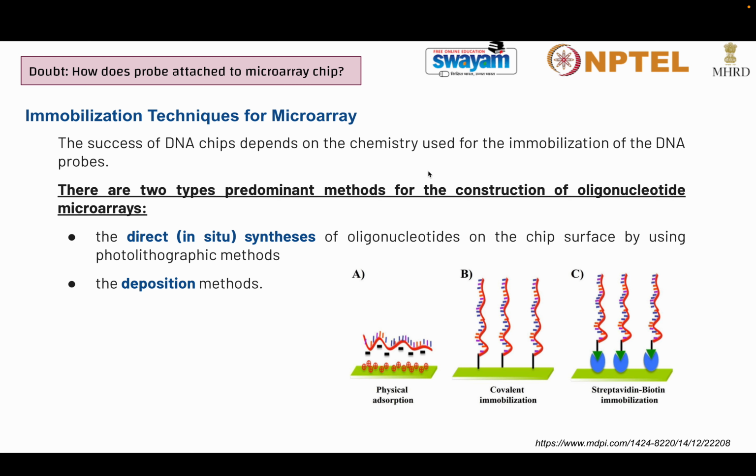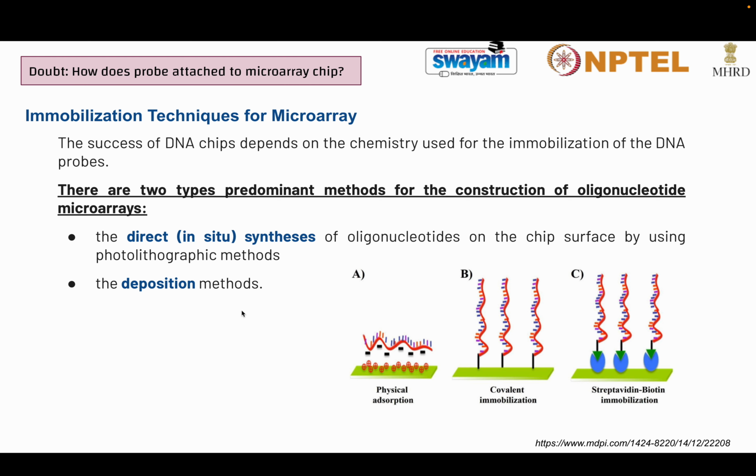Their success depends upon the chemistry which is used for this immobilization process. Here I have discussed the two predominant methods that are generally used. The first method is the direct in situ synthesis of oligonucleotides on the chip surface by using photolithographic methods, in which generally with the help of light the probes are attached, and there is a principle of physical adsorption due to which these probes get immobilized to the microarray surface.